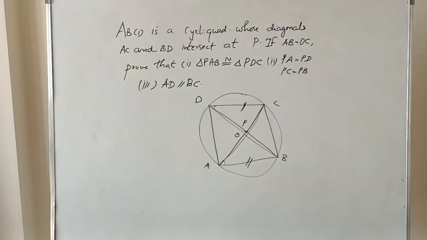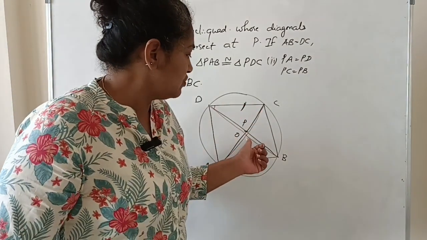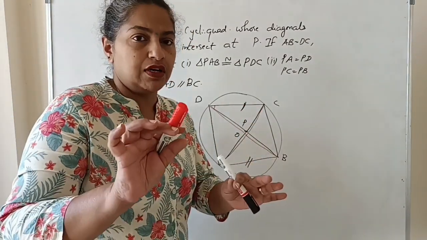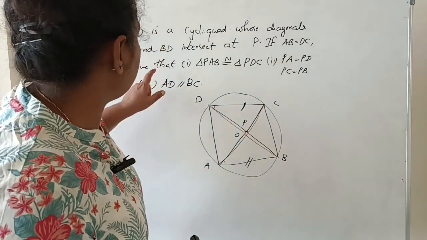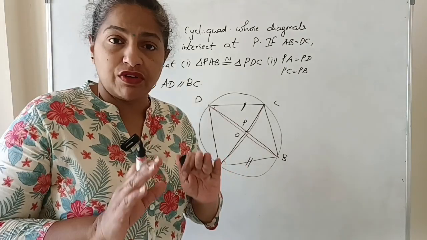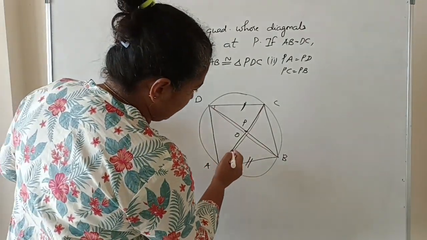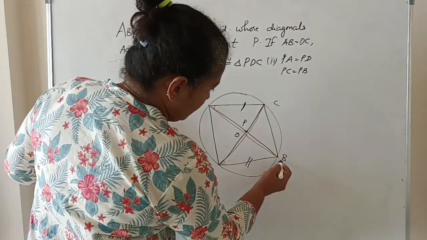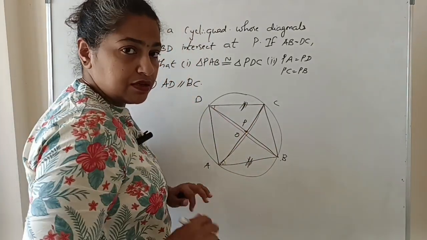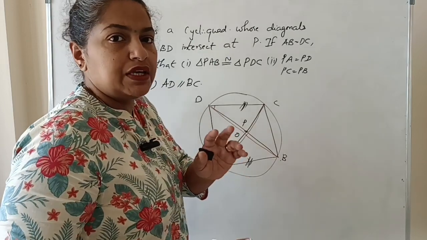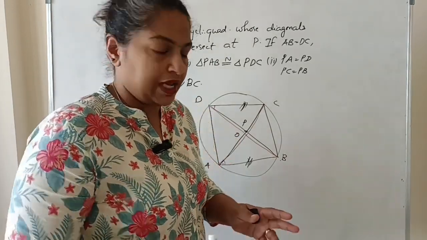Okay. I have joined the vertices to the center O. So I have used a different colored pen for that. So let us start with the first part. Triangle PAB is congruent to triangle PDC. So this is my triangle PAB and this is PDC. So you know I have gotten one side. Okay. Now I can have either two more sides or two more angles.